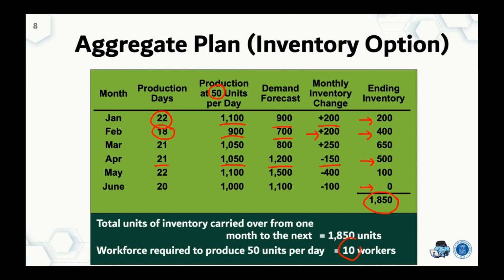The workforce required to produce 50 units per day is equal to 10 workers. Each worker has a productivity of 1.6 units per hour. If we have 8 hours, then 8 hours divided by 1.6 units is equal to 5 hours per unit in order to produce 50, so we need 5 multiplied by 10 workers. So the workforce required to produce 50 units is 10 workers.